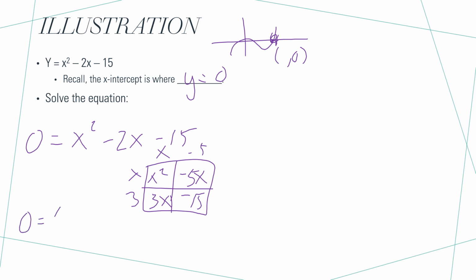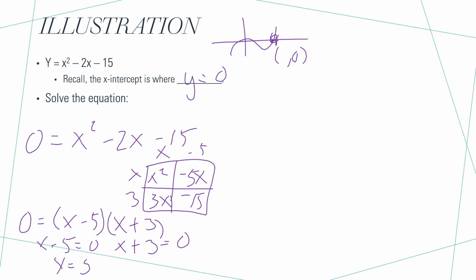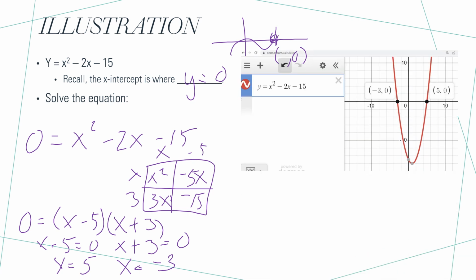And so we get that factored. We have 0 is equal to the base, which is x minus 5, times the height, which is x plus 3. Then we use the zero product property: if we have two things multiplied together whose product is 0, then one of those factors has to be 0. So it could be the x minus 5 or the x plus 3. Add 5 to both sides, and we get x is equal to 5. Subtract 3, and we get x is equal to -3. Now, if I look at the graph for that, you will notice that we have x equal to -3 and x equal to 5.